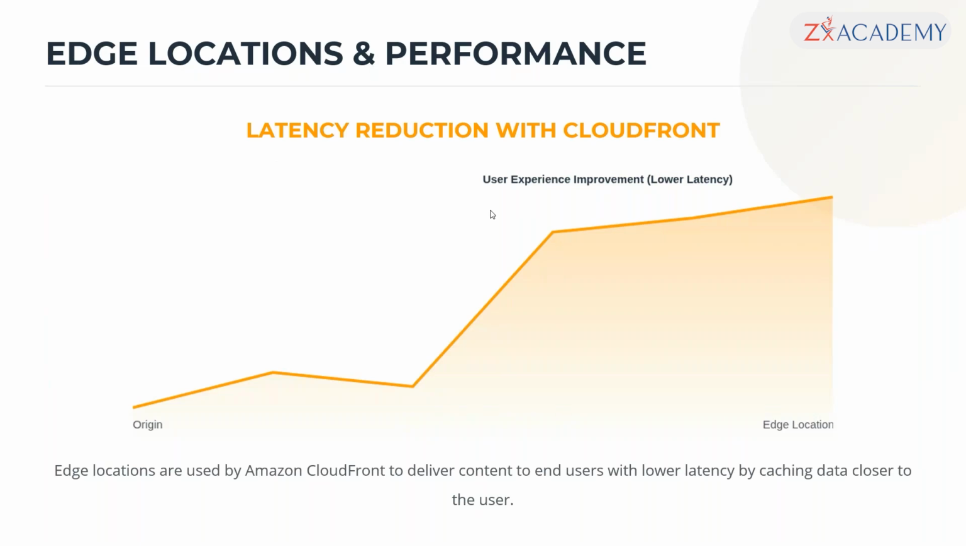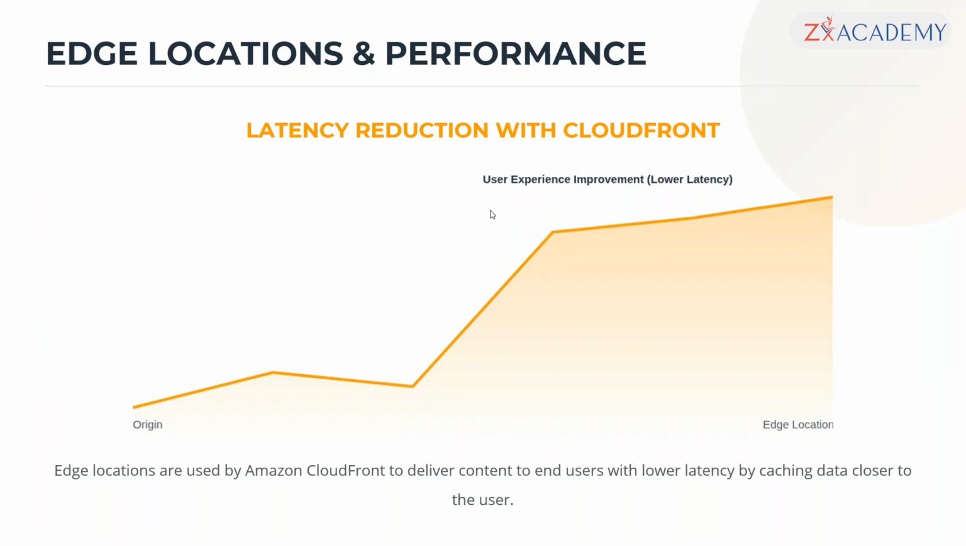If it is far away, it will take more time. Servers will be responding with a delay, and that delay is called latency. So there will be high latency. Now to reduce this latency, AWS created a network of edge locations.